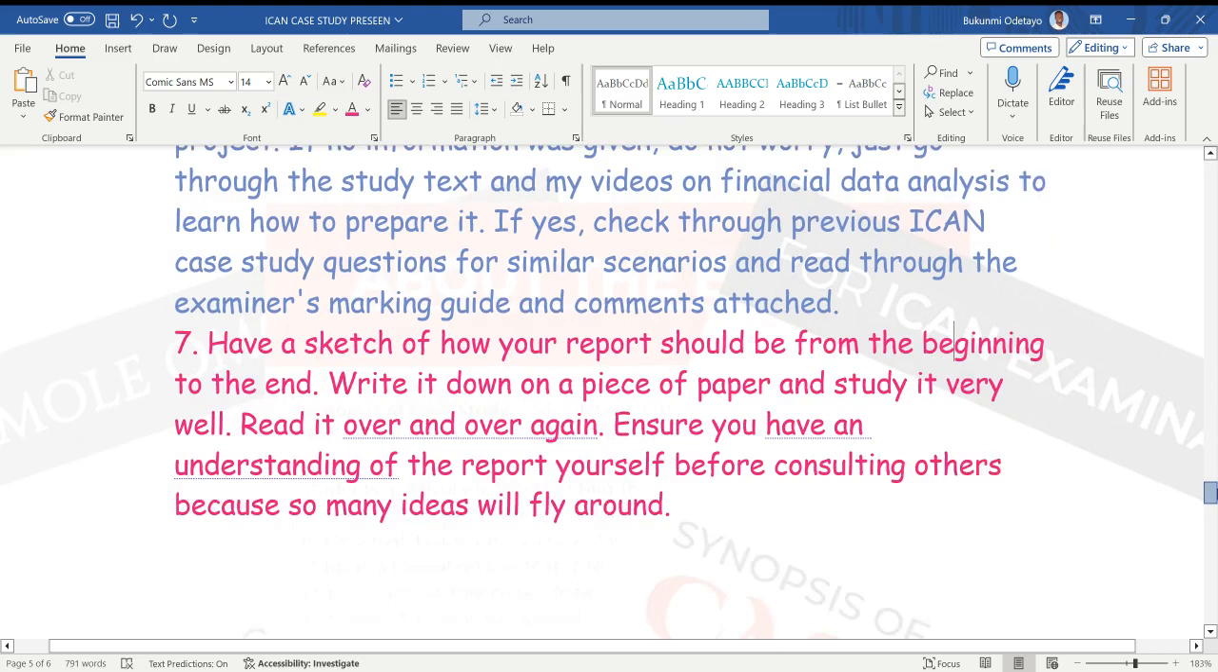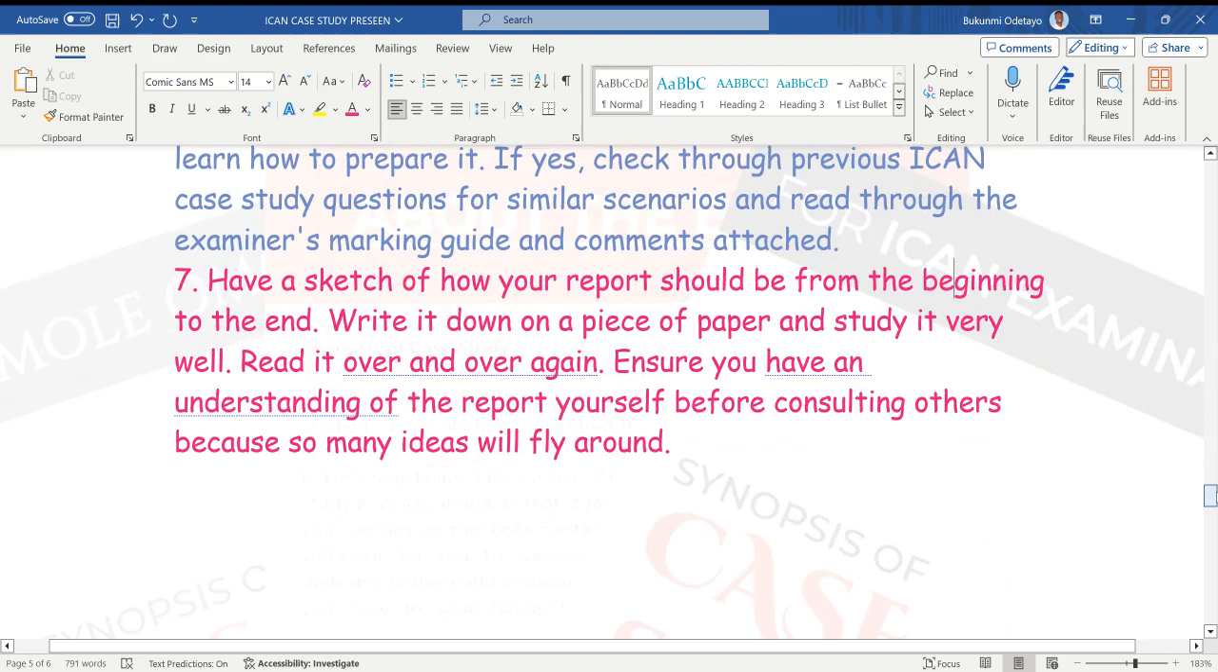And like I said, please write it down on a piece of paper and study it very well. Yes, you are reading for a case study. Read it like, well, maybe this might not be the right word. Maybe I should not say it. I don't want you to cram. Understand it, but read it like I read it for exam. Have it on a piece of paper. Keep reading it. Read it over and over again.